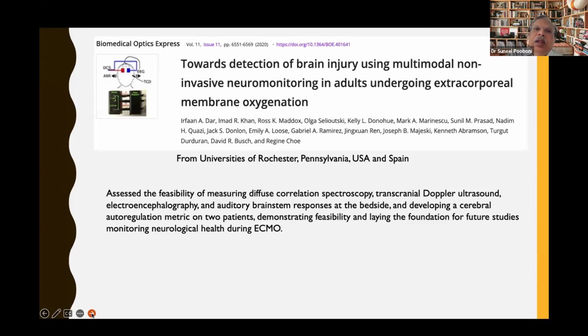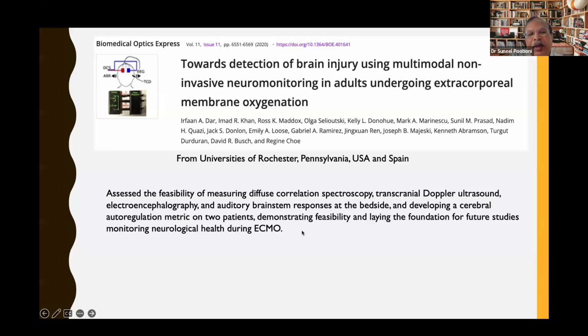Multimodal non-invasive neuromonitoring in adults undergoing ECMO has improved the results significantly. These multimodality measures, if they are available, include diffuse correlation spectroscopy, transcranial Doppler ultrasound, EEG, auditory brainstem responses at the bedside, and developing a cerebral autoregulation metric.